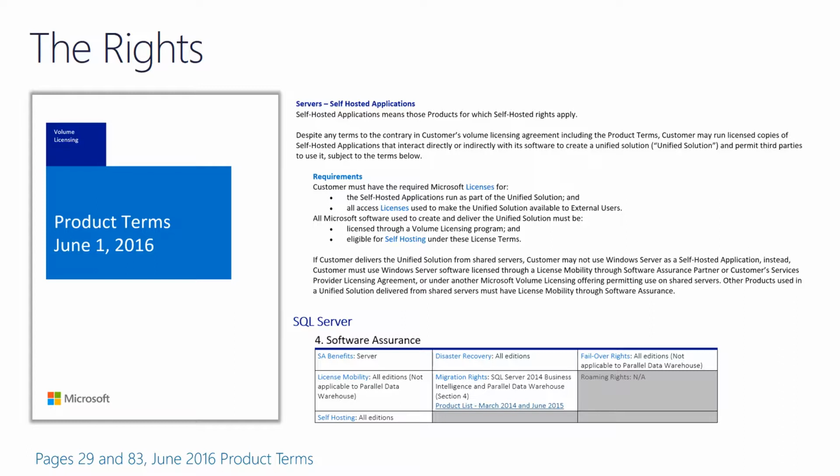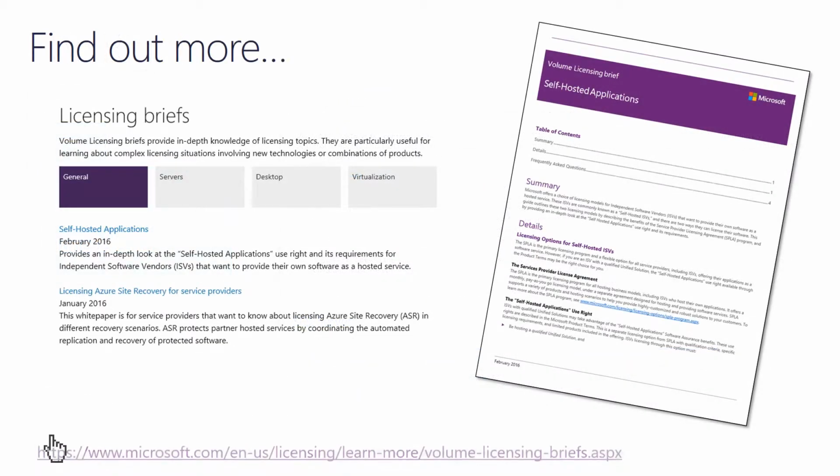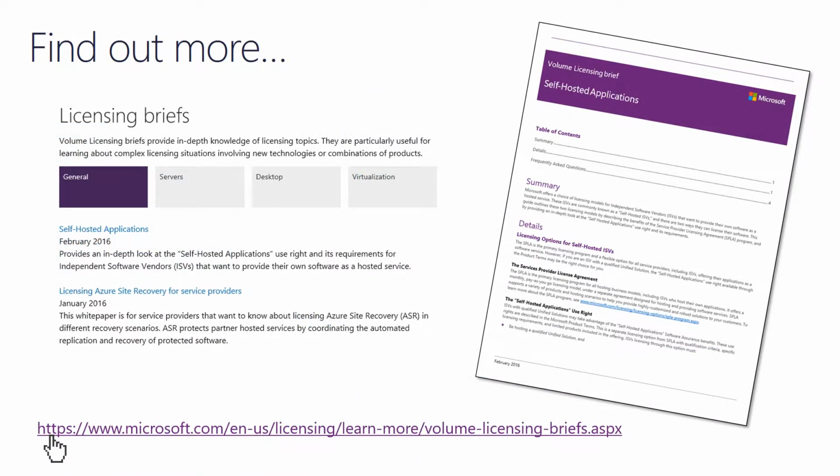And remember, you'd need to acquire Windows Server and Windows Server external connector licenses for self-hosting in your own data centre. And the last sentence here also reminds us that the licenses must also have license mobility through SA rights. Now, to find out more about this deployment option, there's a really useful volume licensing brief which is definitely worth reading to get a good overview of self-hosted applications, and you can see where to download it from on the screen here.